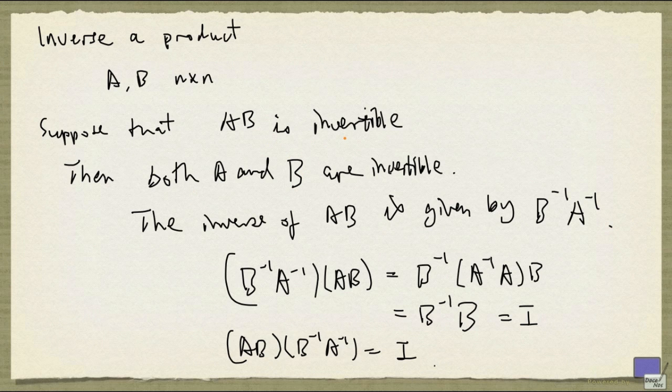The thing that is not so obvious here is this implication. If you start by assuming the product is invertible, that both A and B are invertible. And this again requires proof. See if you can come up with the proof yourself.